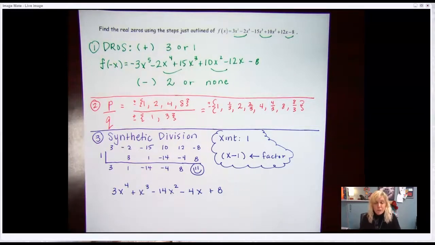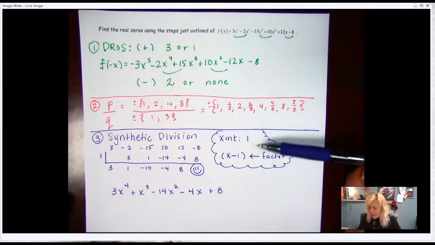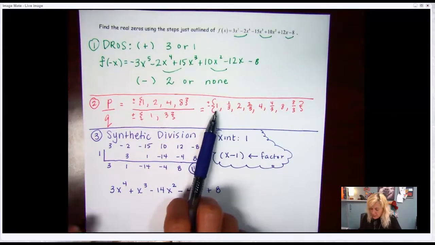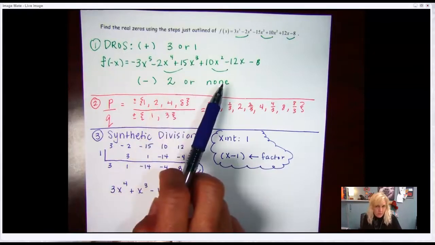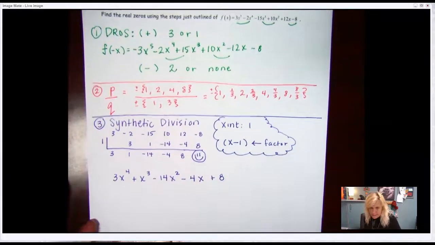by grouping. I would do factor by grouping if I have an even amount of terms here. 1, 2, 3, 4, 5. I can't do factor by grouping, so I'm going to have to keep going with synthetic division. So I just tried positive 1. I'm also going to try negative 1 because remember I could have a couple of negatives or none. So now I'm going to try negative 1 as an x-intercept.